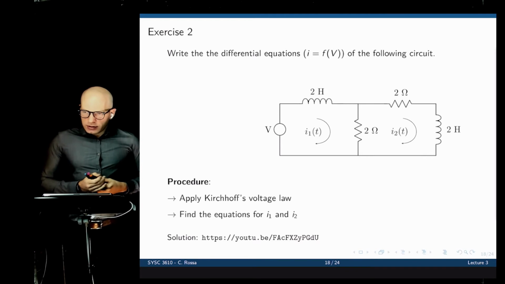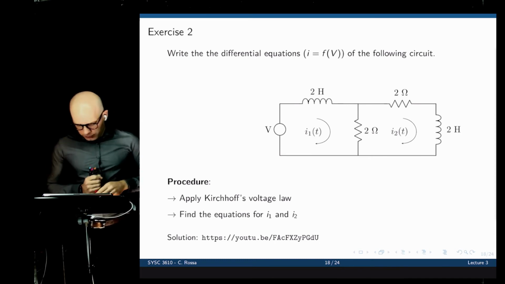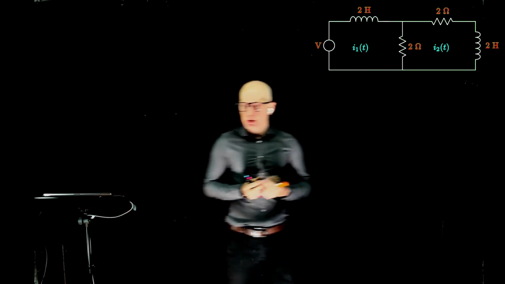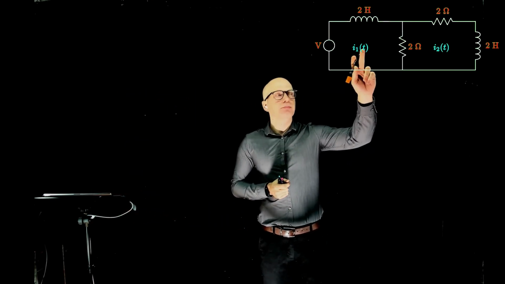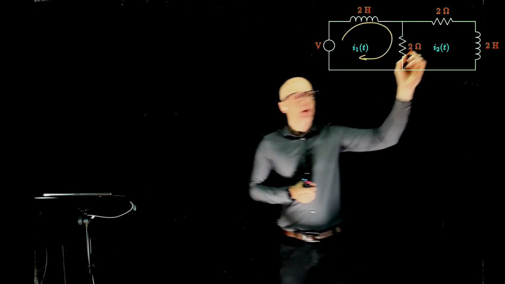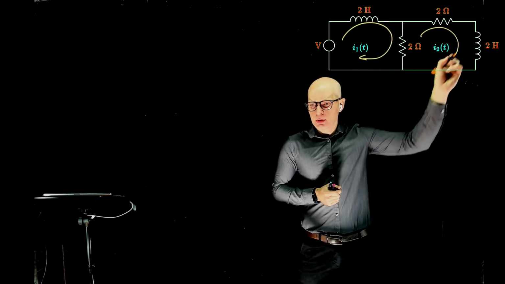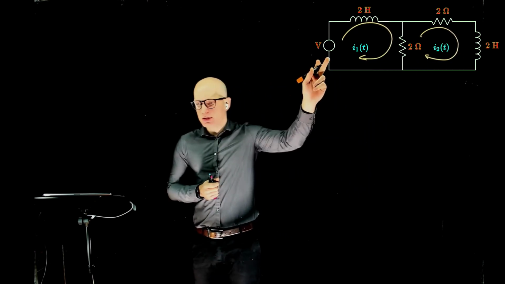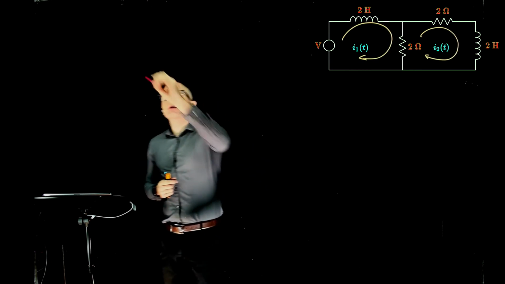Okay, exercise 2. Now let's find the differential equations between I1, I2, and V in this example here. Let's get started with this one. We have I1 flowing in this branch, and you have I2 flowing in that branch. Let's start with this one. Now you guys know how to do it. Tell me what to do.